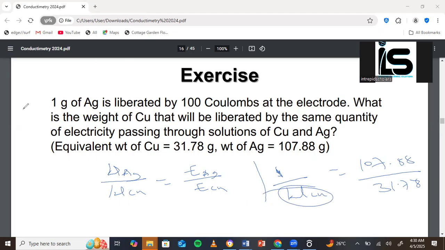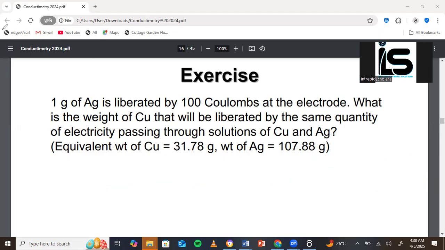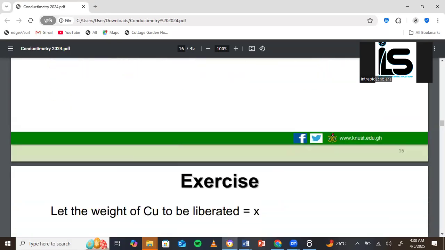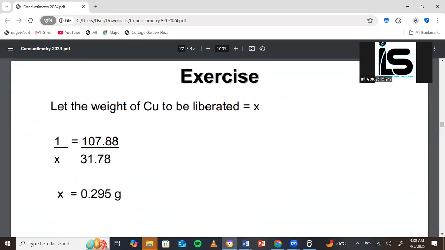So we have the solution here. Very simple. This is the solution.